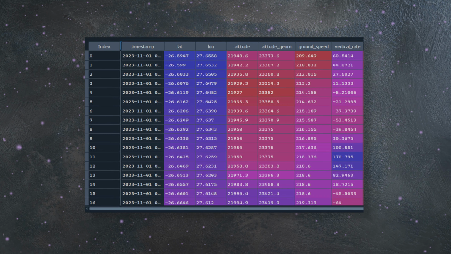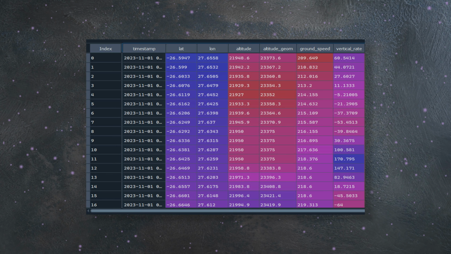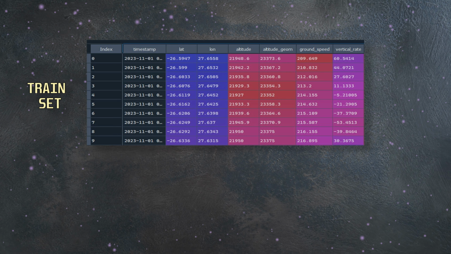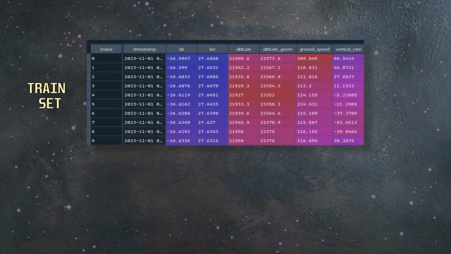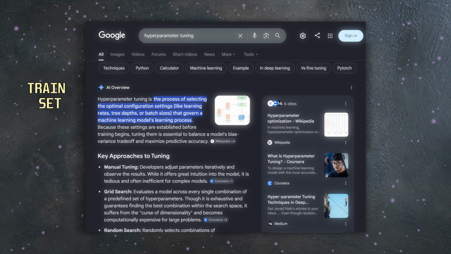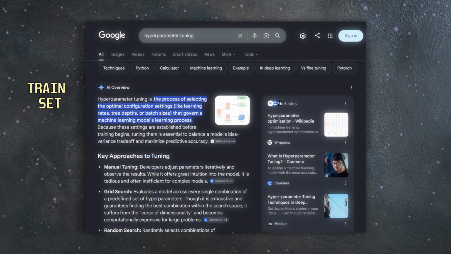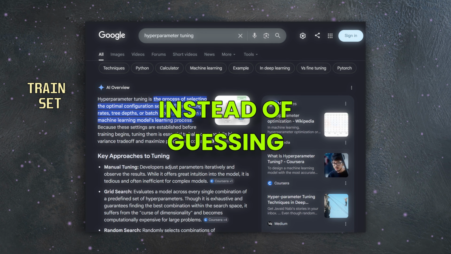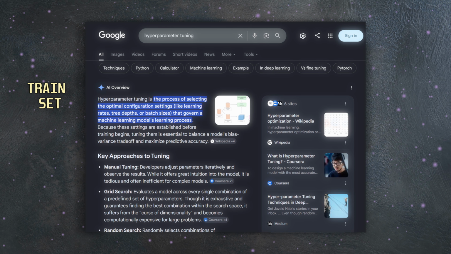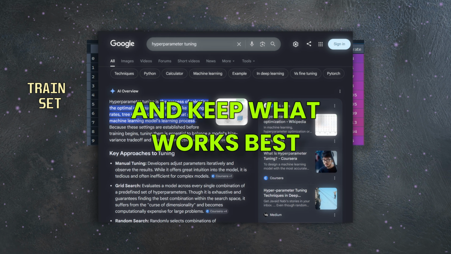First, the data. We split our flights into 3 sets. The training set is where the model learns and gets tuned. Tuning means finding the model's best settings, like how many neighbors a flight should look at or how we measure distance. Instead of guessing, we try many combinations and keep what works best.